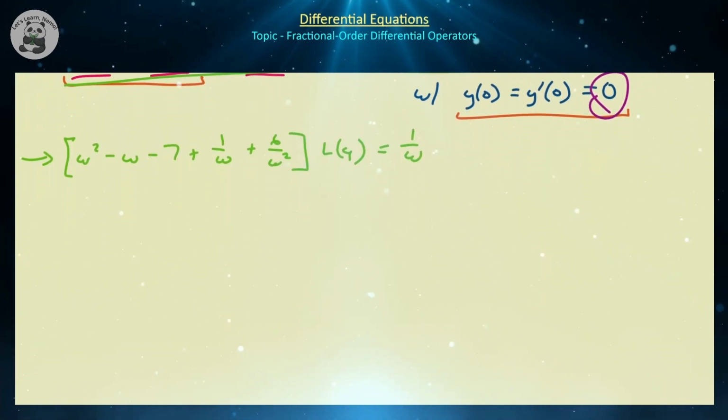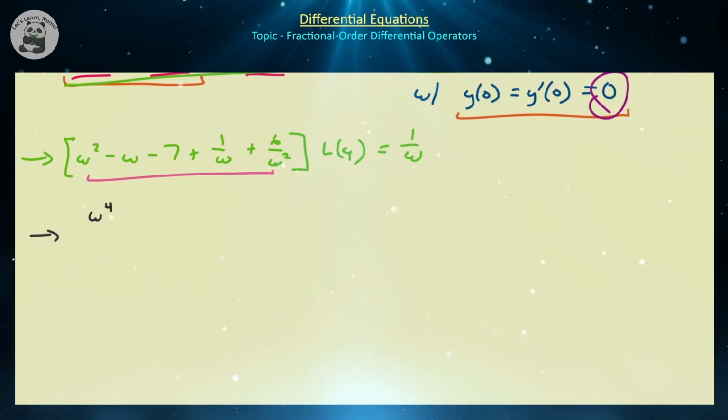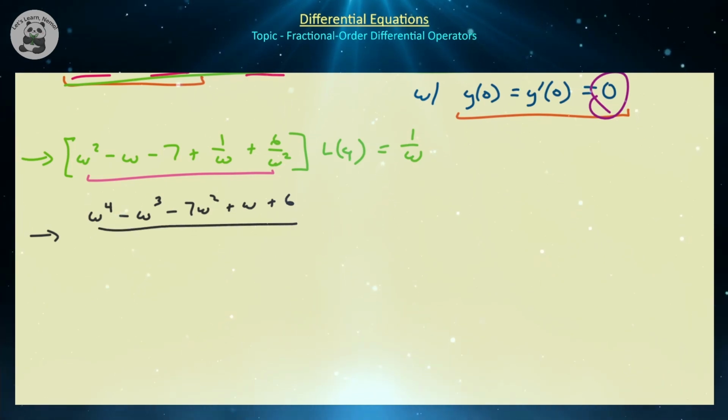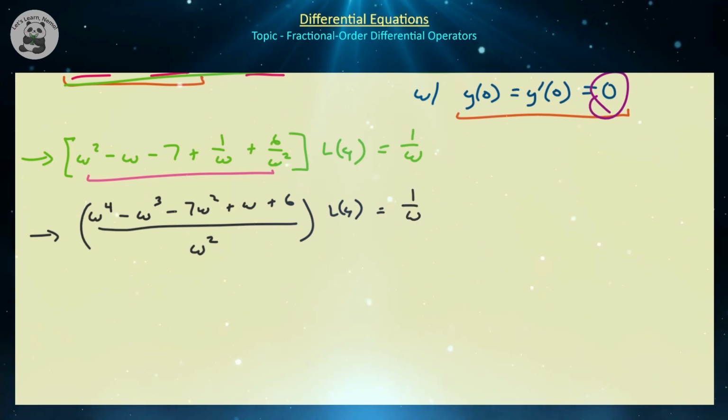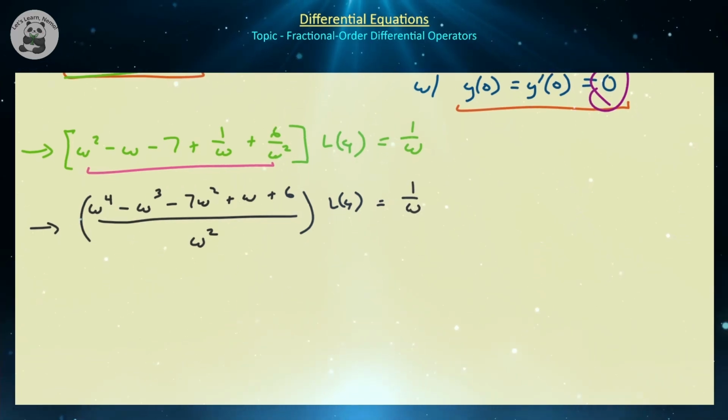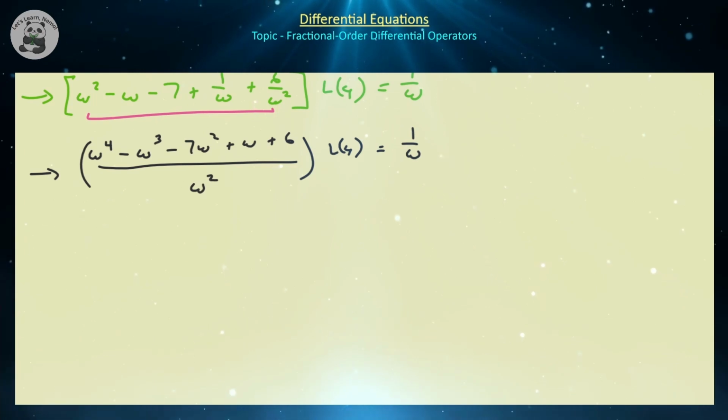From here, I'm going to get a common denominator for my interior fraction, and that's just going to give us omega to the power of 4 minus omega to the power of 3 minus 7 omega to the power of 2 plus omega to the power of 1 plus 6 times omega to the power of 0 all over omega squared times the Laplace transform of y, and that will be equal to 1 over omega. Once I multiply both sides by omega squared, one of those omegas will cancel, and we're just going to be left with 1 omega on the top, and then we're going to have this quartic polynomial on the bottom, which actually factors quite nicely.